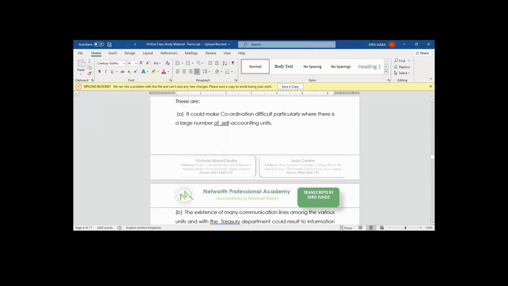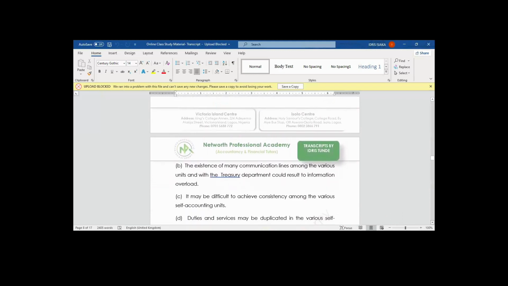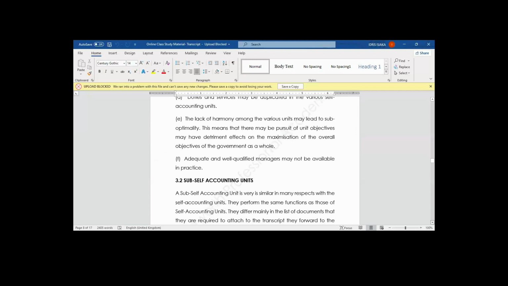Disadvantage of self-accounting units. One of the disadvantages is that it may be difficult to achieve consistency among various accounting units.